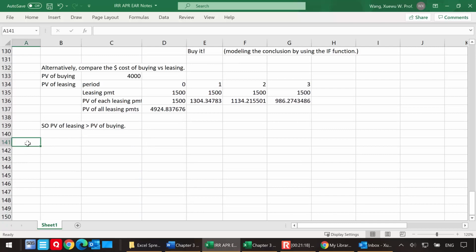All right, so now let's look at example number 9. This is the last example in this IRR, APR, and EAR discussion. Okay, all right, example number 9.